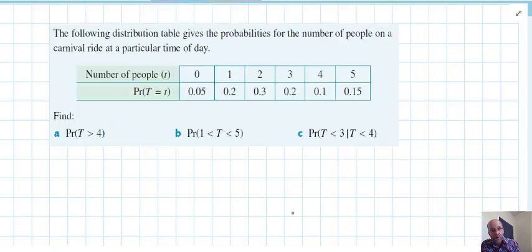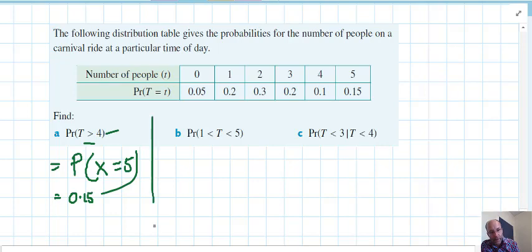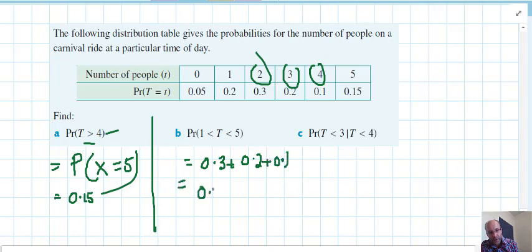This one here, we just have a variable t, no big deal. T is greater than 4, well that would just be, in this case, only the probability when x equals 5 is the only one we have there, and that's 0.15. Okay, between 1 and 5 exclusive, so that's 2, 3 and 4, and 0.3 plus 0.2 plus 0.1. I didn't write the notation down there just to save some time, and that's 0.6.